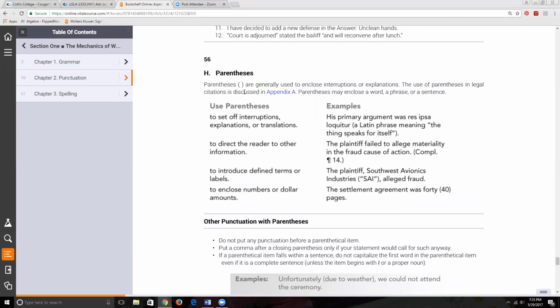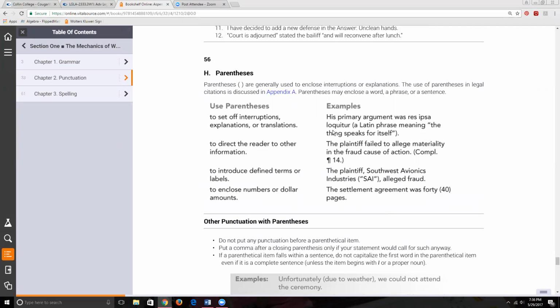So I would not recommend that you do parentheticals very often, and I would encourage you, if you choose to do it, to keep your parentheticals very, very short. Okay, they are a little bit informal, and so again, that's another reason not to abuse them in legal writing. Let's look at some situations where you might use parentheticals.